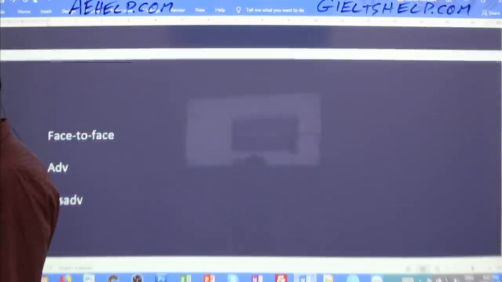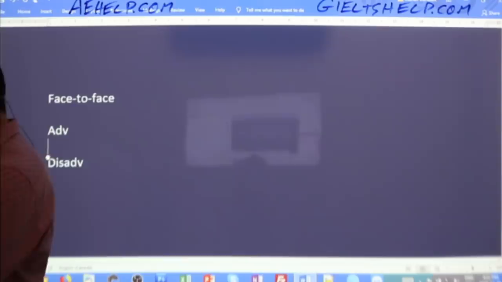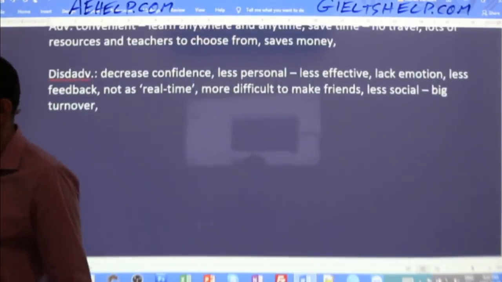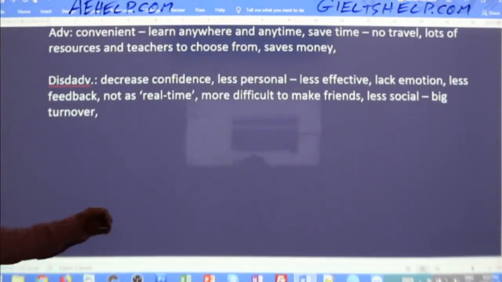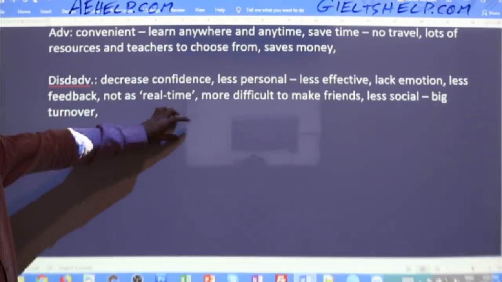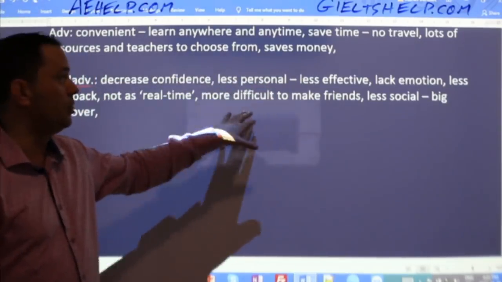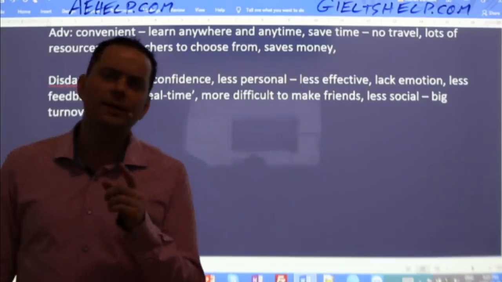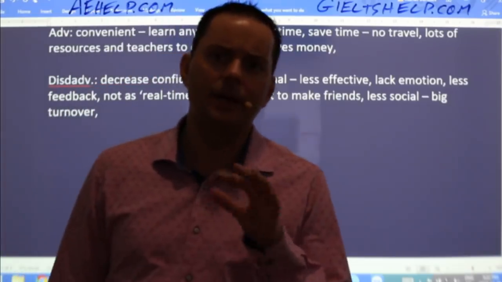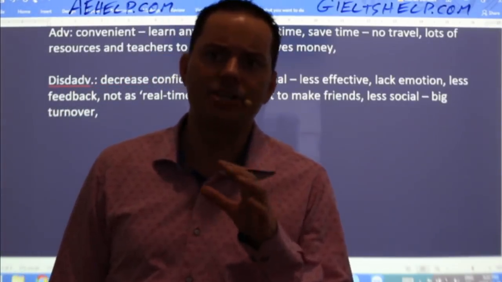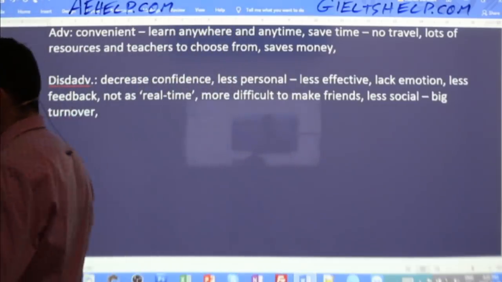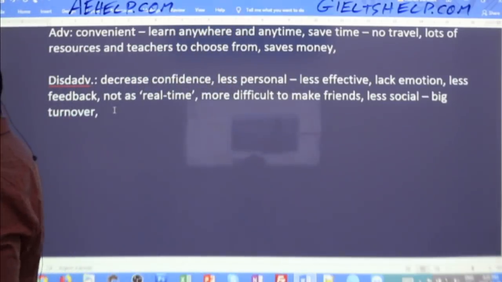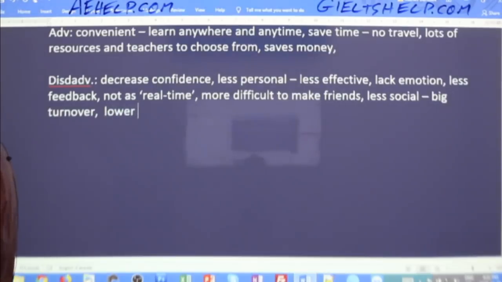So face-to-face learning, the advantages are more emotional, right? So basically what you can do is just take the disadvantages in this case and turn them around, right? So more personal, more emotional, real-time feedback, right? By the way, one that I didn't see, I don't know if anybody mentioned that one, is a lower sense of responsibility. Okay, that's a big one.